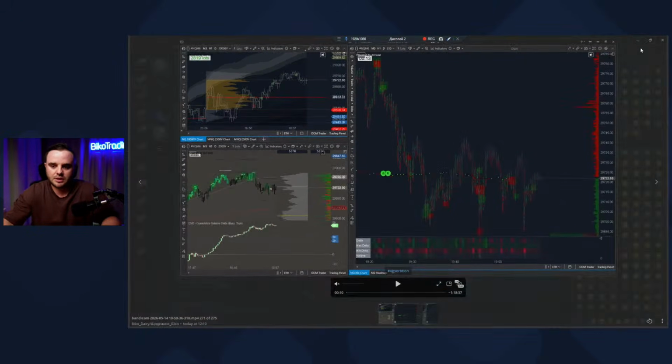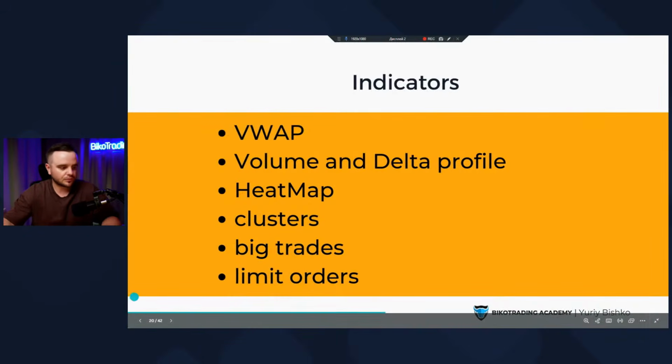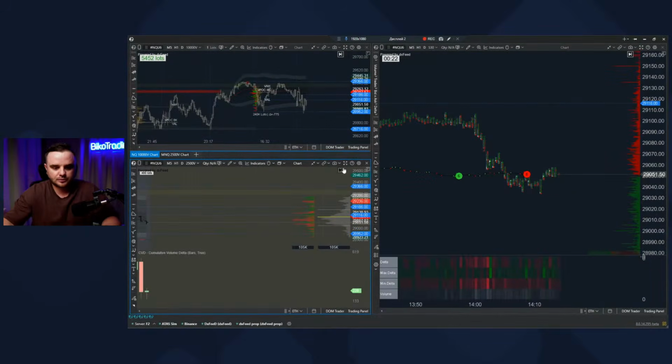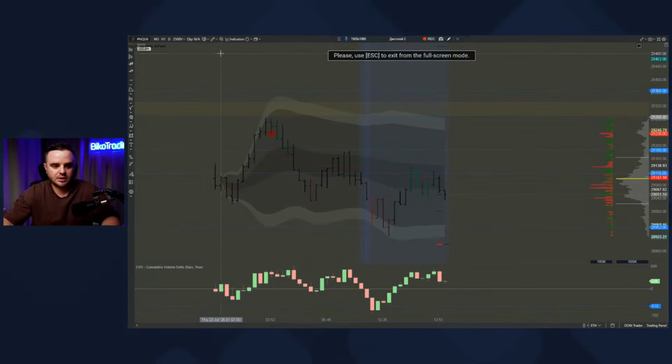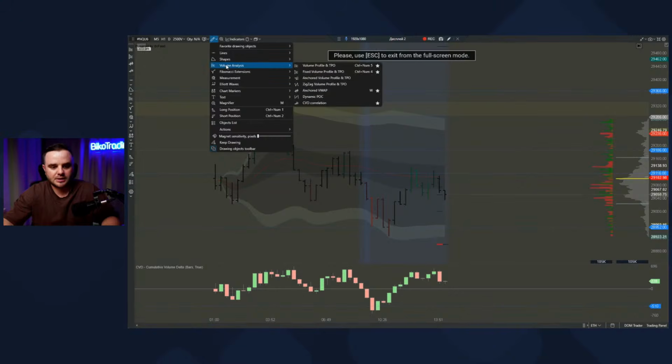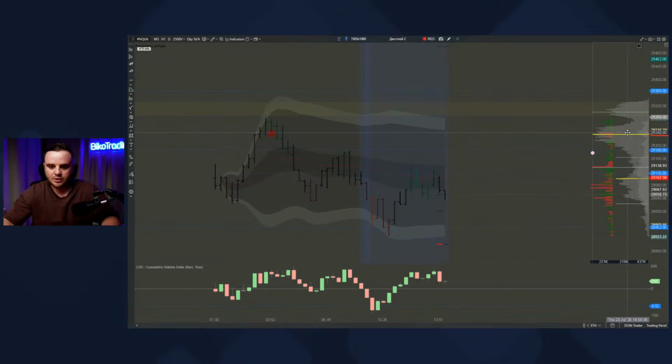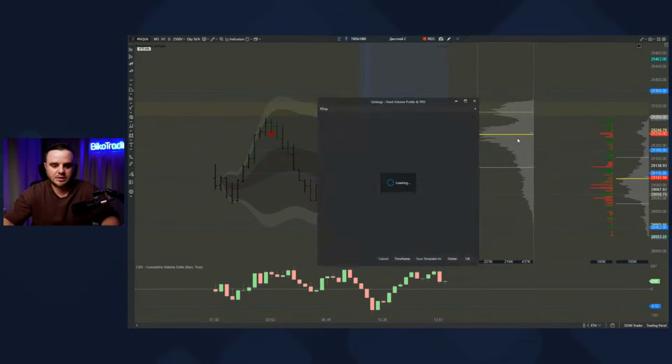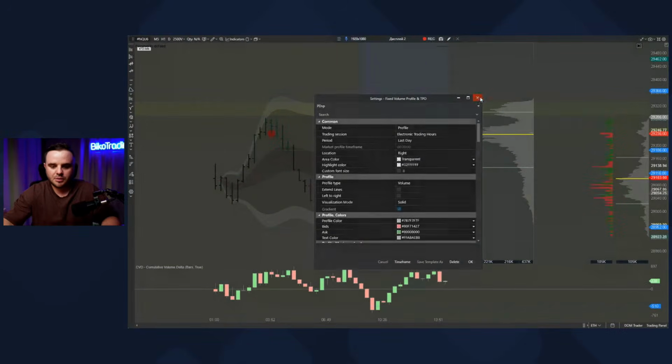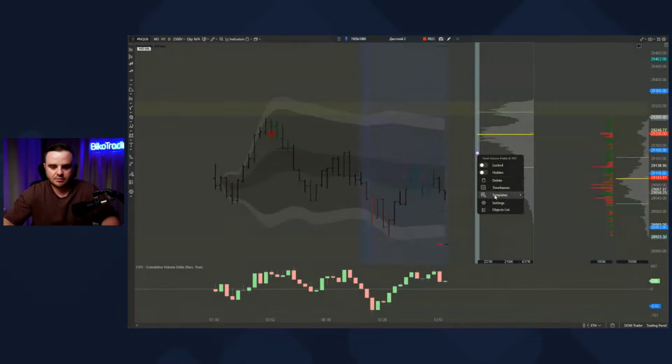That's why the first indicator is delta and volume profile. How do we set it up? In ATAS, it's really easy. You go to volume analysis. There are those indicators, fixed volume profile and TPO. You click it, and after that, as you can see, you have this indicator which you can set up as you wish. At this moment, I have several templates. I can do previous day delta profile. You can analyze previous day volume profile.